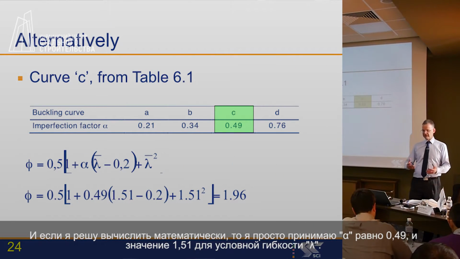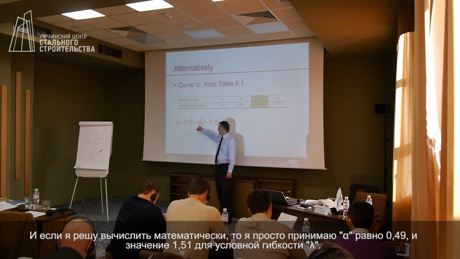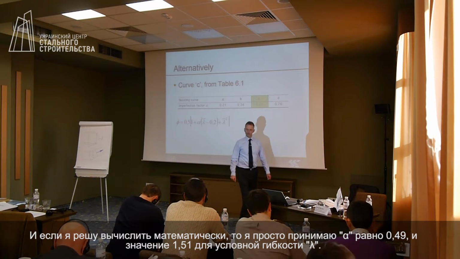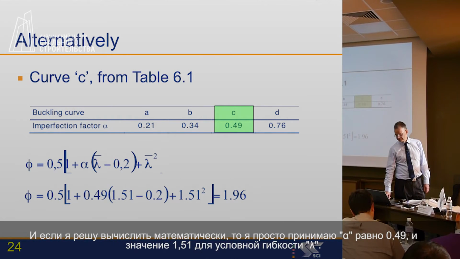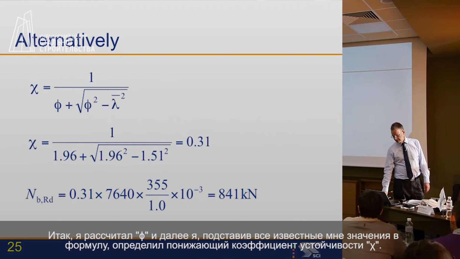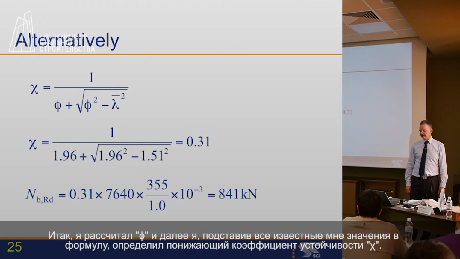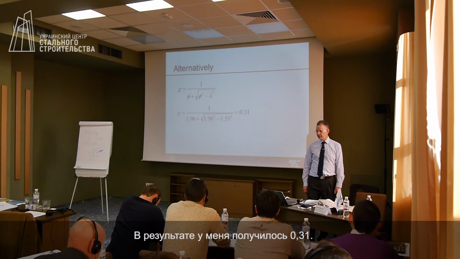So if I was feeling mathematical, then I could simply substitute 0.49 for alpha and 1.51 for the slenderness. I calculate phi, and then I substitute the things that I know in the formula for chi, and I calculate 0.31.